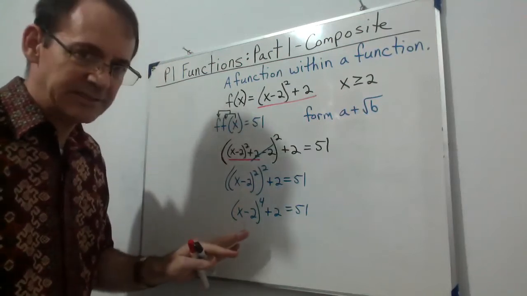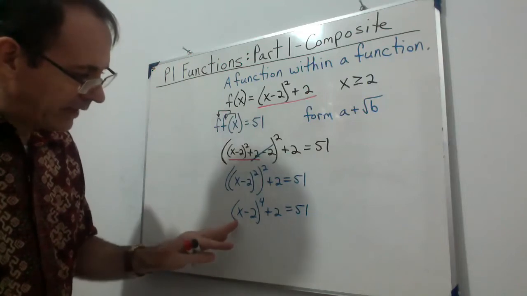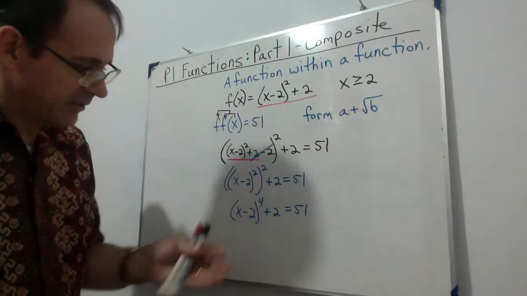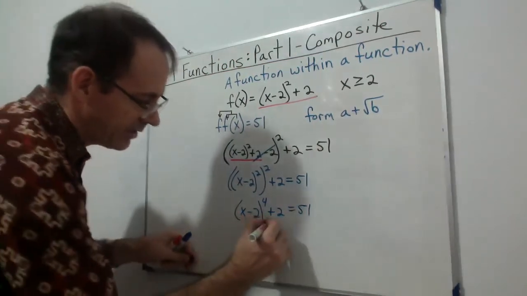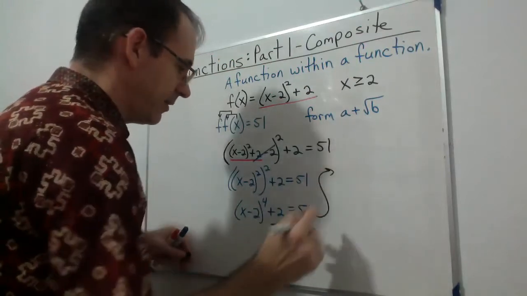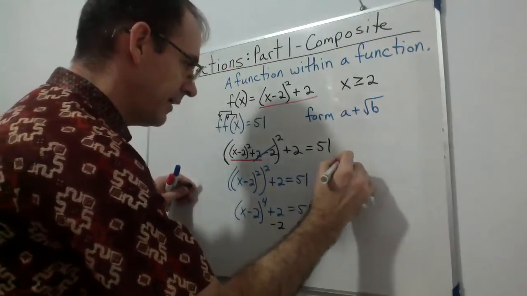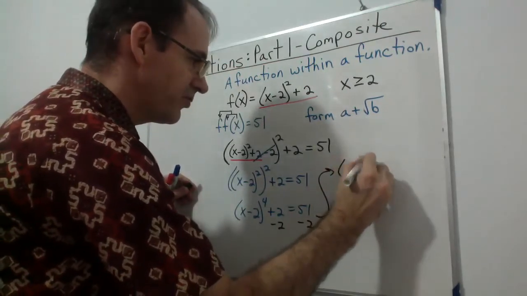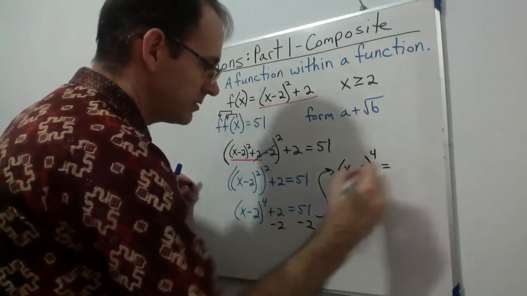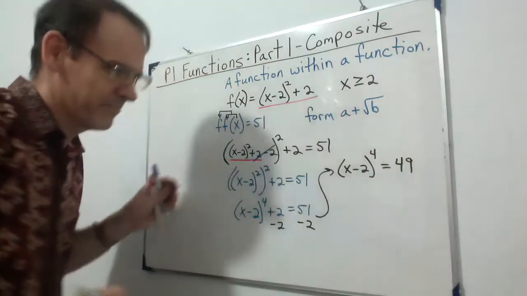It doesn't look very simple, but we've at least followed the math. Now we have to get and solve for our x. So let's get rid of this plus 2 up here. Let's minus 2 from both sides. And I'm going to write it up here. We might need some more space. That's why I erased this over here. So we're going to have x minus 2 to the 4th equals 49, okay?